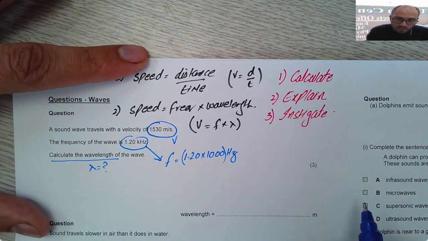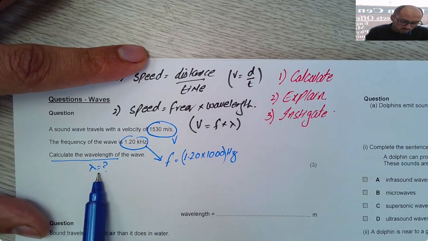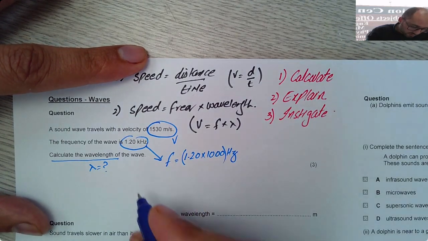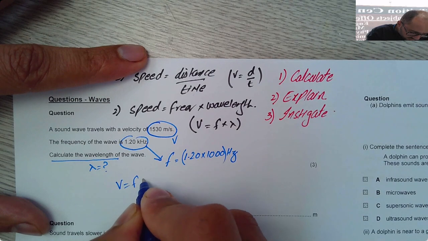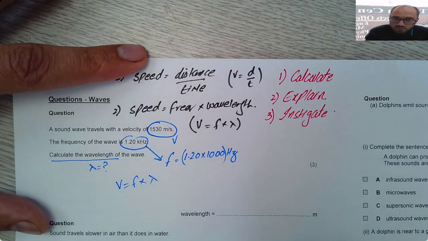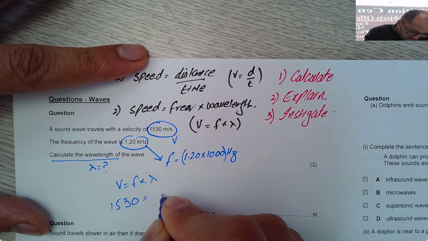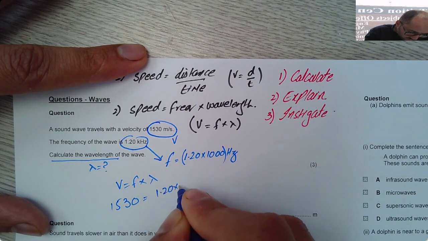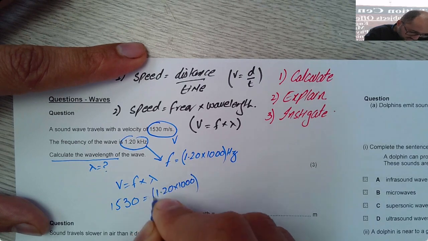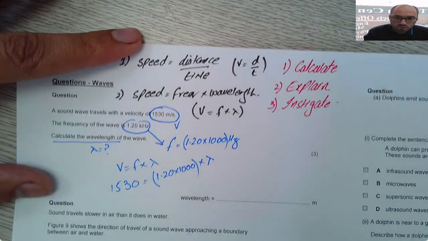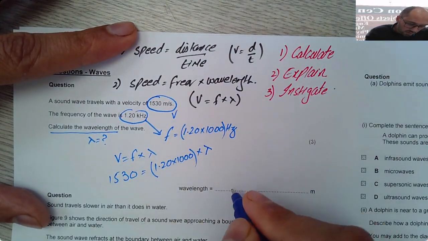All I have to do is pick up equation that contains these 3 letters, which is V equals F times lambda. Substitute the values, you'll end up with 1530 equals 1.20 times by 1000 times by lambda. If you solve this equation, it will give you the value of lambda.